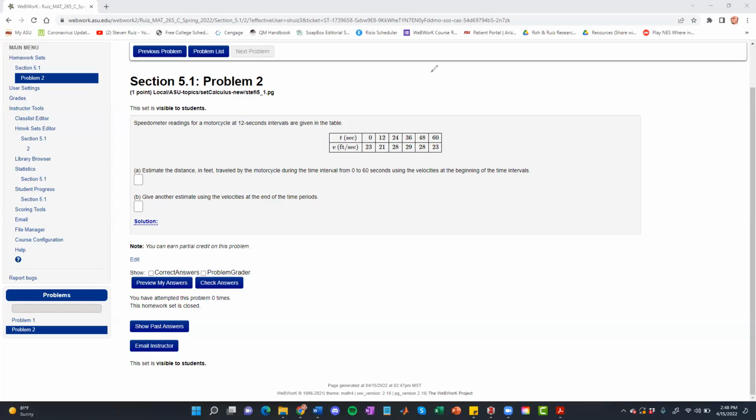We can do this both ways, I think. So we're trying to estimate the distance, and all you know is what the speed was at these 12-second timestamps. And Isabel, the one you're having trouble with was the first part? Yeah, it was part A. Okay. Estimate the distance in feet traveled by the motorcycle during the time interval from 0 to 60 seconds using the velocities at the beginning of the time intervals.